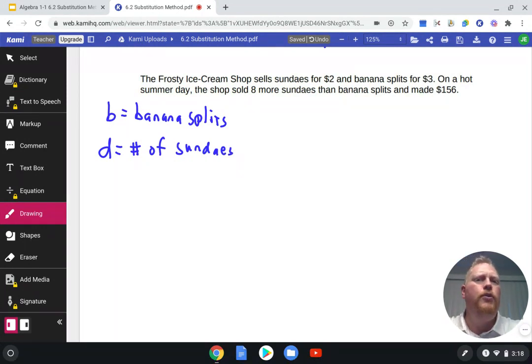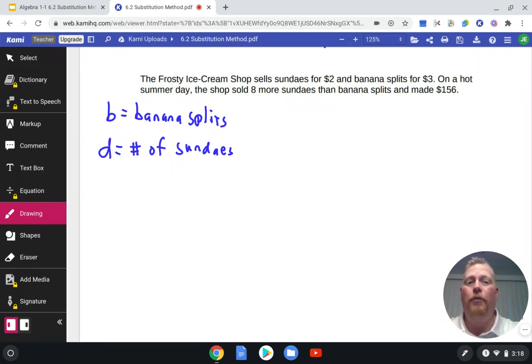So when we're dealing with two different variables, systems of equations, they give you two different realms of information. So if we reread that, so it starts talking about money, $2 for sundaes, $3 for banana splits, and then it throws in that the shop sold 8 more sundaes than banana splits. That doesn't have anything to do with money. So what we're going to do is we're going to make one equation about how many they sold, and then we're going to make one equation all about the money.